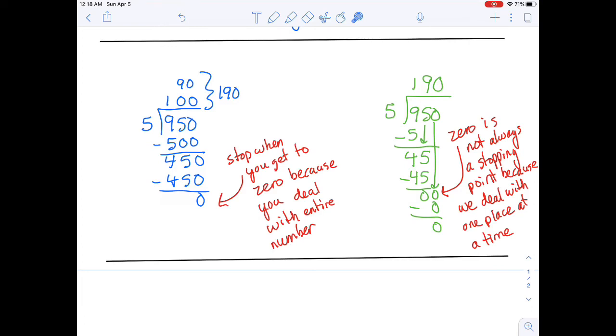With the standard long division algorithm, getting to a 0 doesn't mean we've gotten to a stopping point. Because we look at one place value at a time, in this case the 0 meant we were down to 0 tens, but we had not yet dealt with the ones place, so we had to keep going until we had a 0 in the smallest place value.